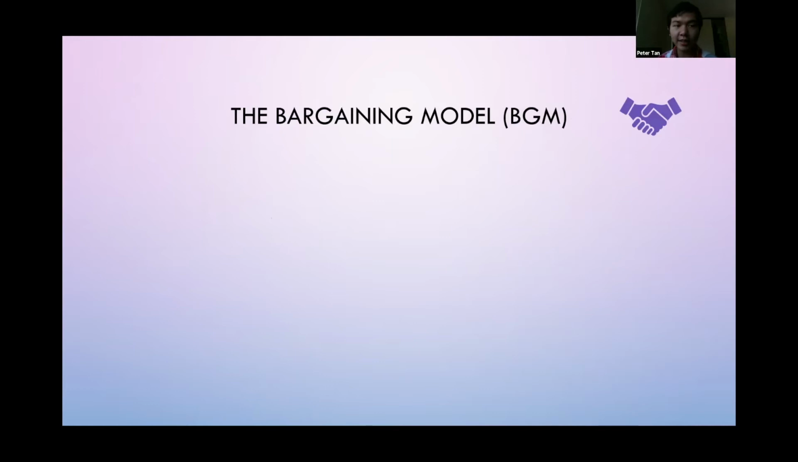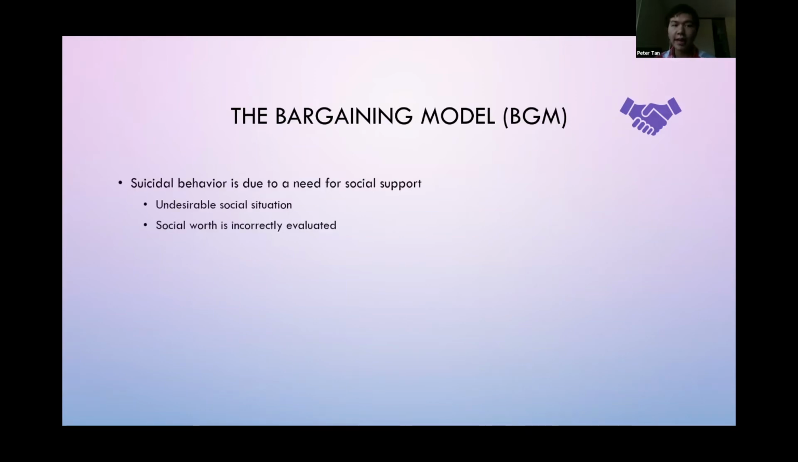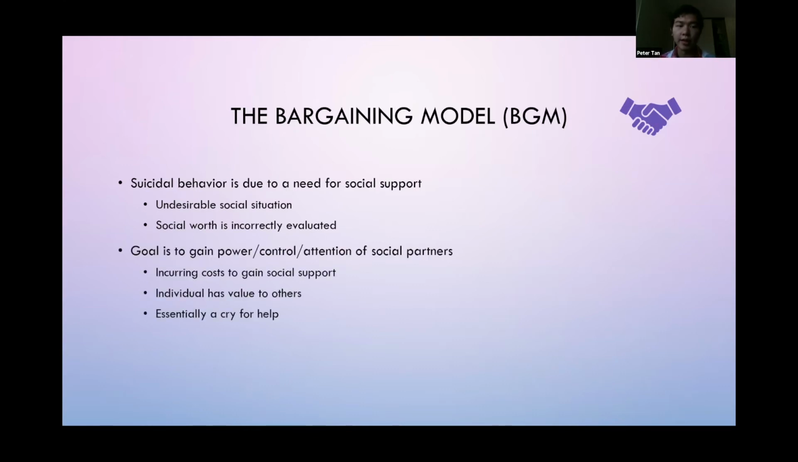Anyway, so next, the bargaining model posits that suicidal behavior is due to a need for social support. The actor is in an undesirable social situation where they feel powerless to relieve themselves of that situation. Furthermore, they feel that their social worth is incorrectly evaluated by their social partner. So basically, they feel like they deserve better than they actually are treated. The goal of this type of suicide is to gain power, control, and attention from social partners. So essentially by incurring costs to gain social support.